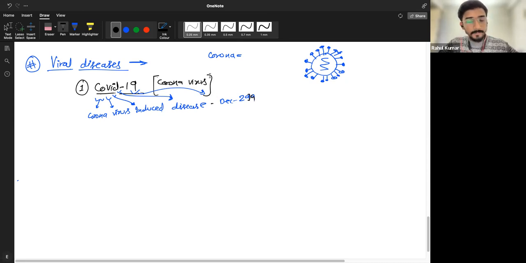And viruses can be of two types. One can be RNA virus and the other can be DNA virus. Okay, so in this chapter, I'm also going to teach you AIDS in detail. AIDS as a disease. When we do immunity or the immune system, we will study AIDS.